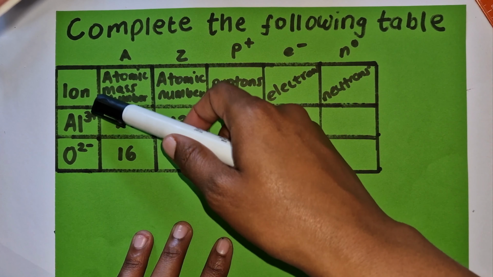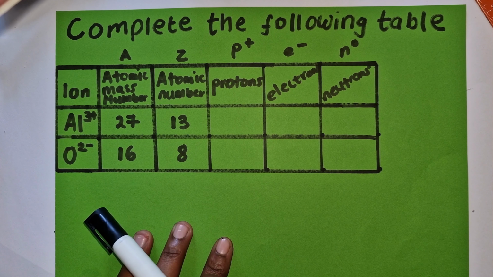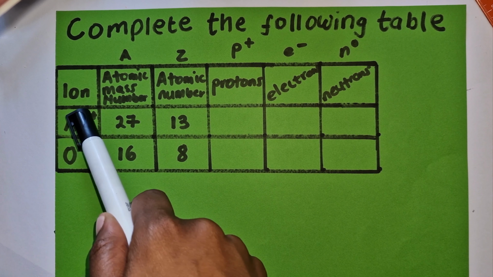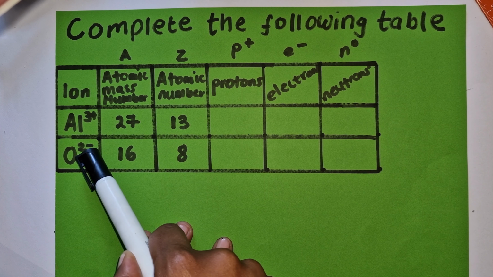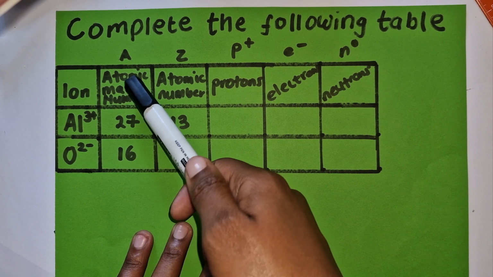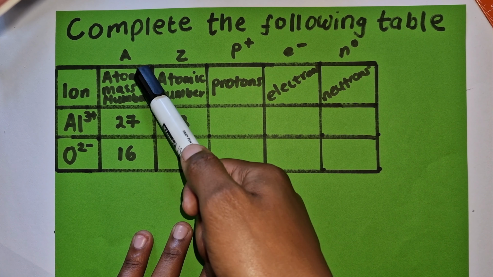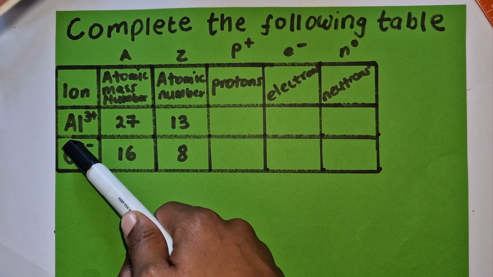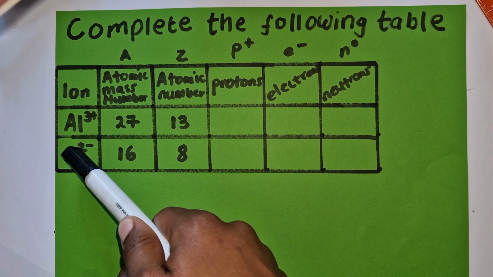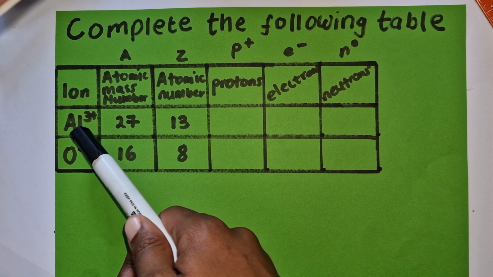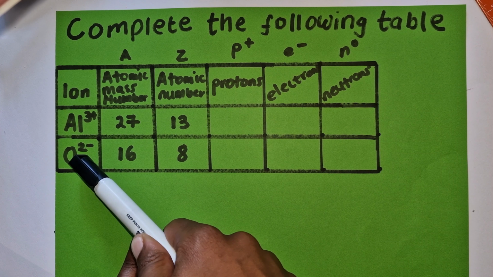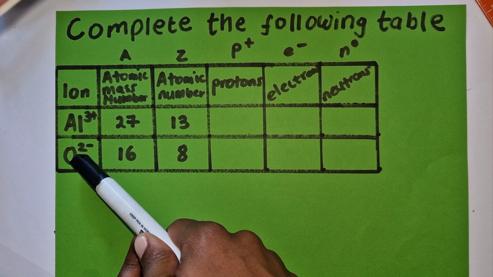In the first column, we have the type of ion. We have an aluminium 3+ ion, and an oxygen 2- ion. Then we are given the atomic mass number of both ions, the aluminium 3+ and the oxygen 2-, as well as the atomic number for both aluminium 3+ and oxygen 2-.